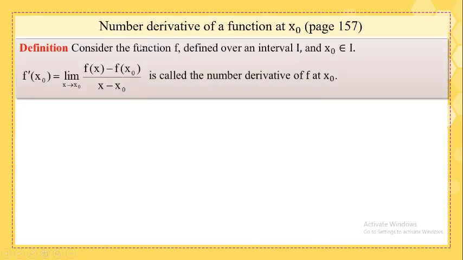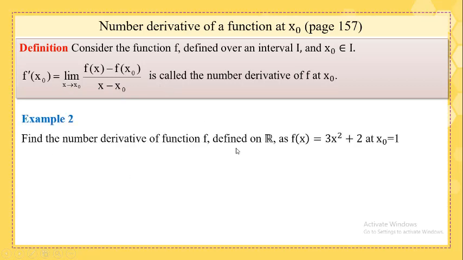Back to our chapter. Number derivative of a function. Definition. We define the number derivative of function f at x0, denoted by f prime of x0, equal to the limit of (f of x minus f of x0) over (x minus x0) as x tends to x0. This is a definition.